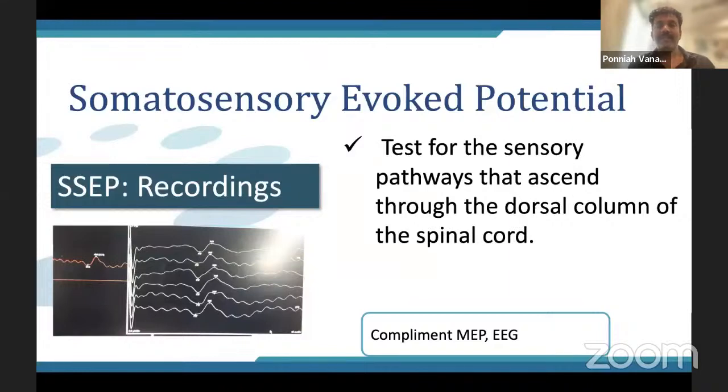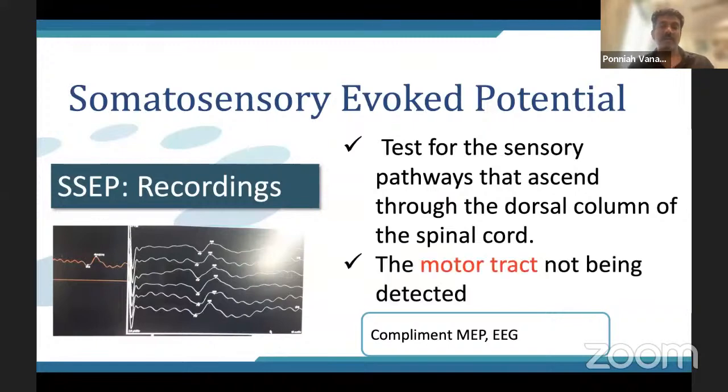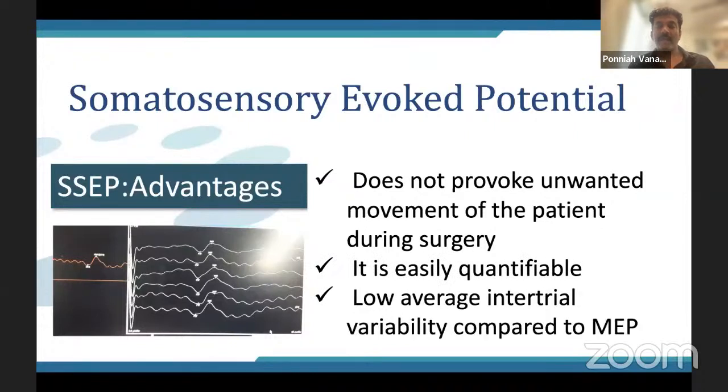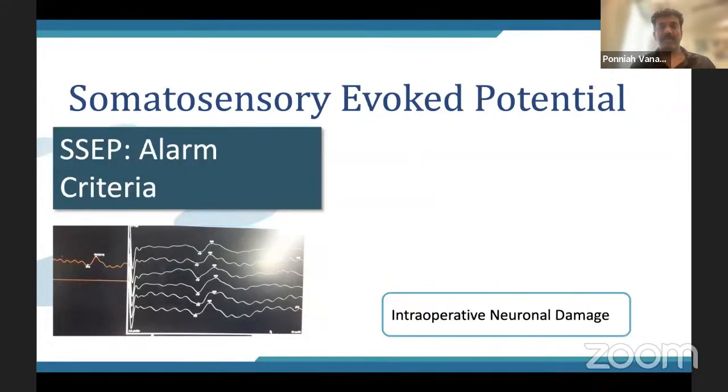It tests the sensory pathways that ascend through the dorsal column of the spinal cord. But the motor tract is not being detected. So if there is any damage during surgery which involves a motor tract, that will not be detected by the SSEP. So what's the advantage? It does not provoke unwanted movement of the patient during surgery, like motor evoked potential. There won't be much jerking of the patient when it's stimulated. It's easily quantifiable, and it has a low average intertrial variability compared with MEP.